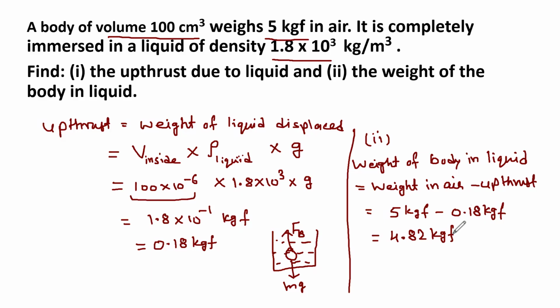So for upthrust, it is 0.18 kgf. In Newton you can write it as 0.18 into 9.8 Newton. Or approximately you can take g as 10. So your answer for upthrust will be 1.8 Newton. Similarly, when you are taking g as 9.8 for the weight in liquid, your answer will be 4.82 into 9.8 Newton. But if you are taking g as 10, it will be 48.2 Newton.